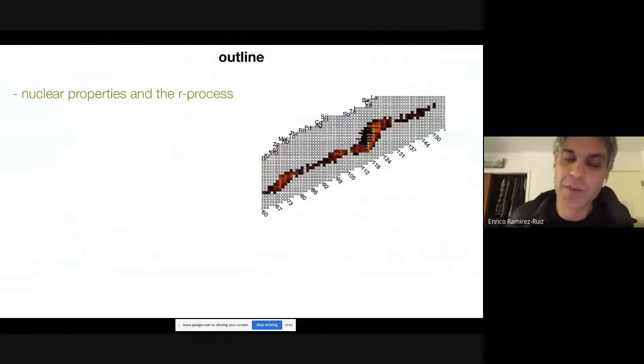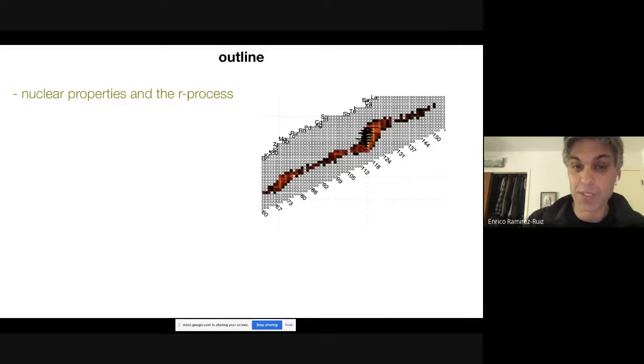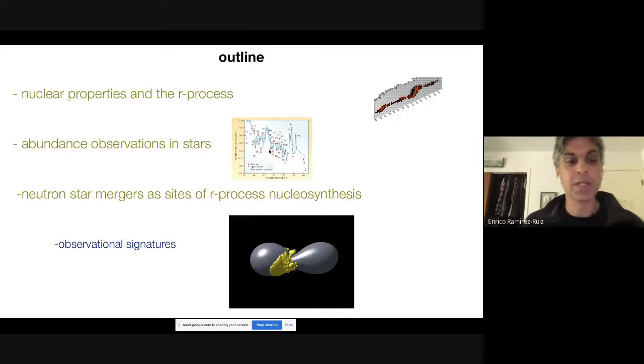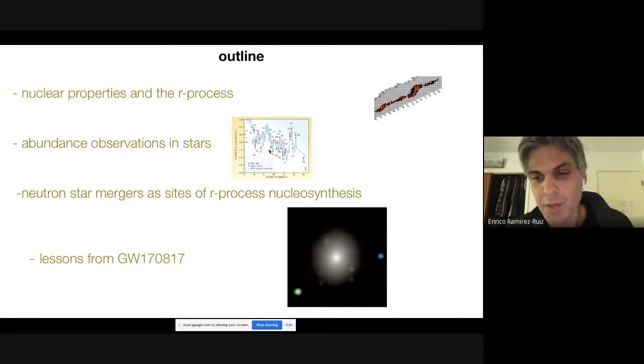Okay, so I'm going to try to give you an overview of the nuclear properties and the R process in general. Hopefully it'll be pedagogical. If you feel that it's not pedagogical enough, just please stop me and we'll discuss in a little bit more detail. Then I'll tell you a little bit about what we know from the R process from abundance observations in stars. So what can we decodify from doing high resolution spectra of those stars? Then I'll tell you a little bit about neutron star mergers as sites of R process nucleosynthesis, and really focusing on the observational signatures. And of course, as you know, we were incredibly lucky to detect the neutron star merger and the ensuing electromagnetic radiation. So I'll talk a little bit about what we were expecting and what we learned.